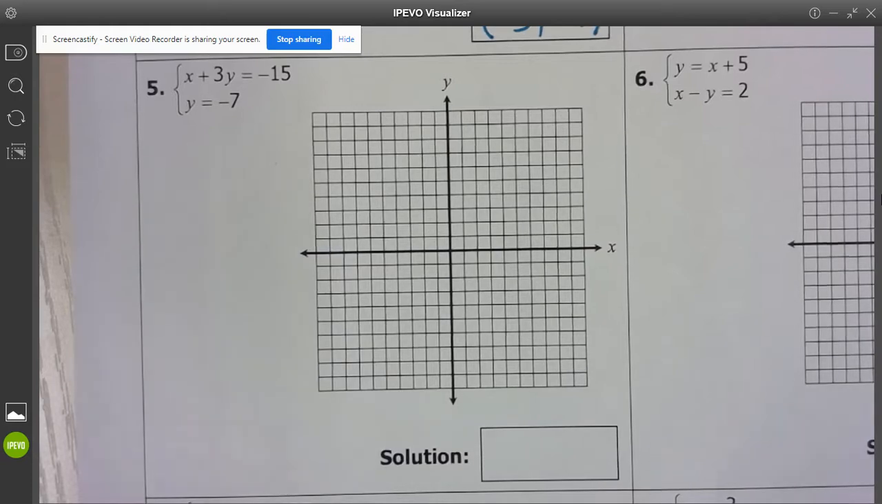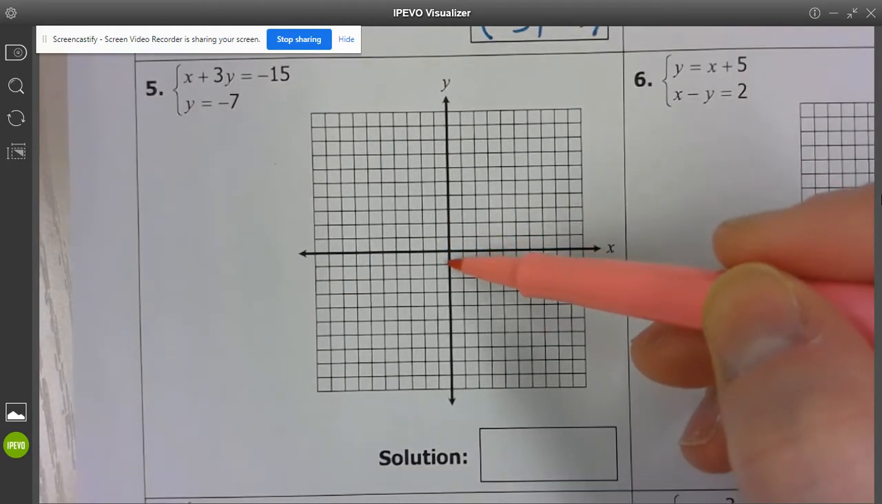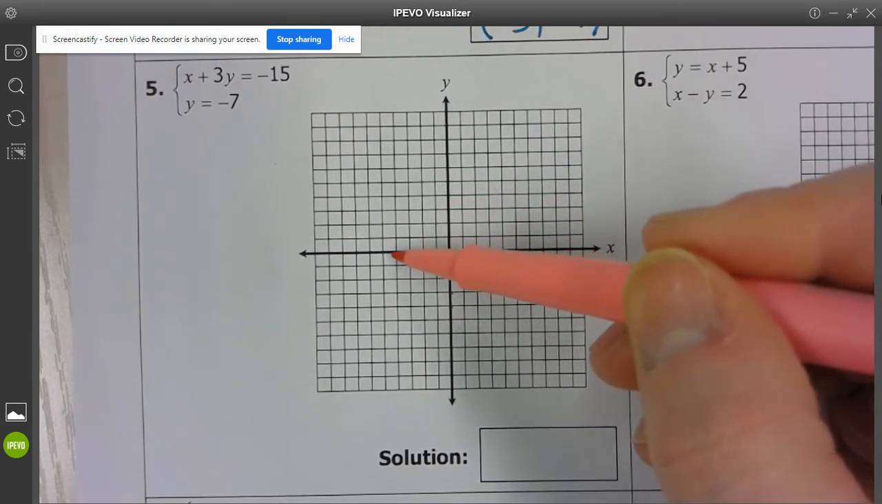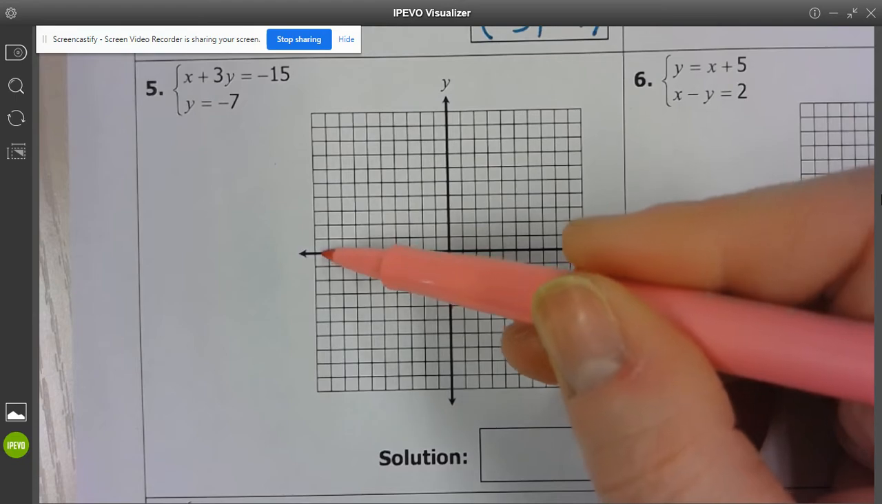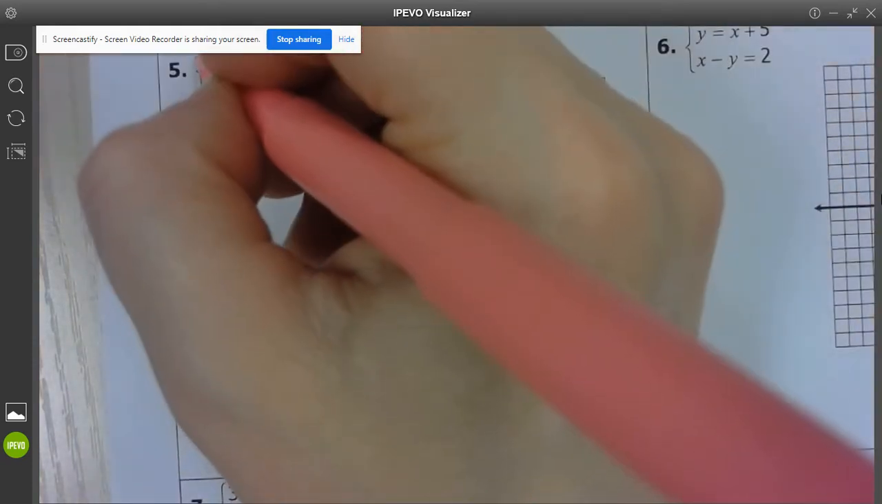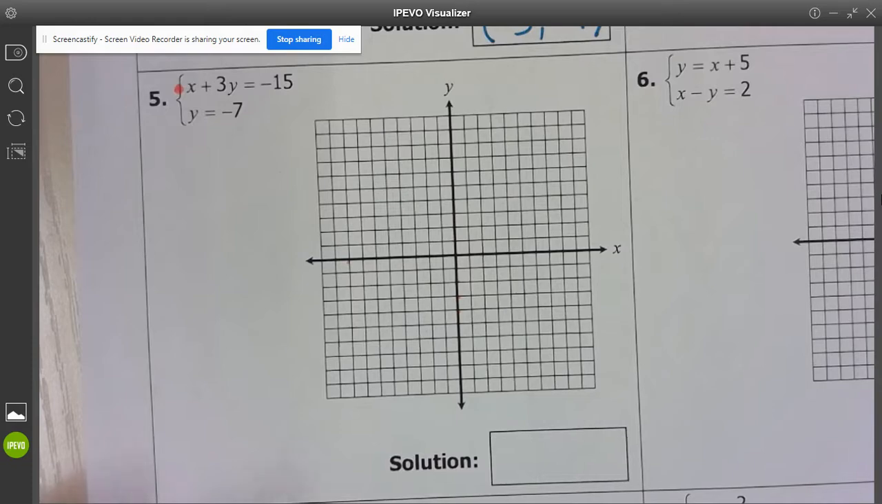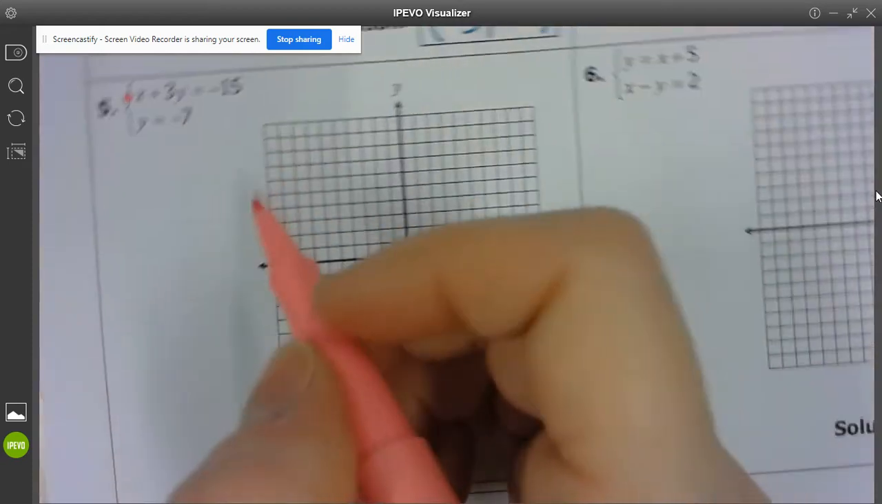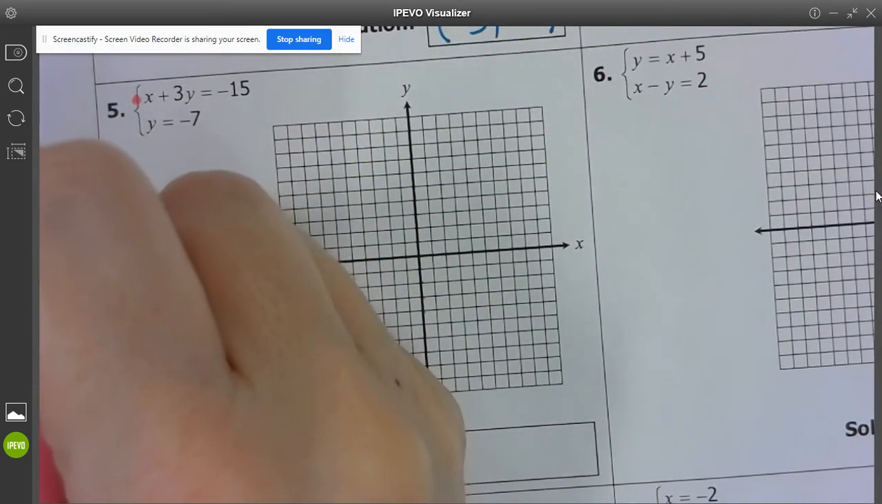I probably need to double check that I even have room on this graph we've been given. 1, 2, 3, 4, x. 1, 2, 3, 4, 5, 6, 7, 8, 9. Okay, I don't have room to get to -15. That tells me I'm going to have to rewrite my first equation in slope-intercept form because I just don't have enough room to graph it. So I'm going to rewrite it.